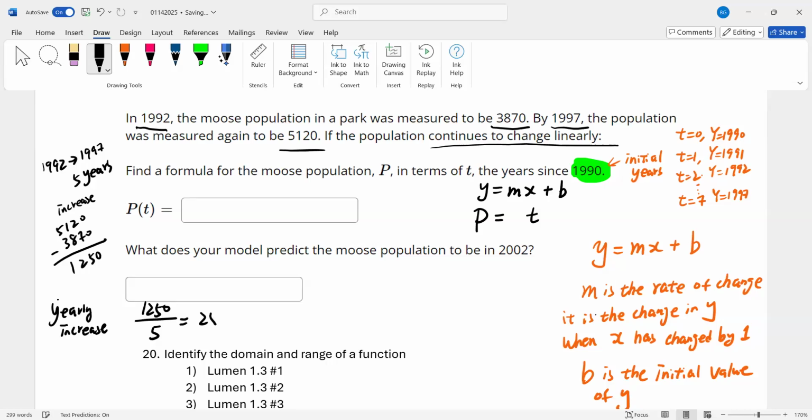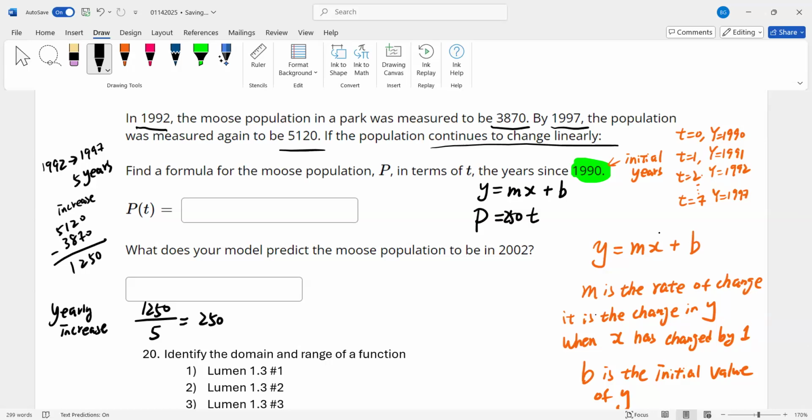Let's see, what do we have? 250. So our M is 250. Do you guys agree? Yes. Over 5 years, the population has gone up 1,250, so every year the increase is 250. So we got our M, we got our slope.